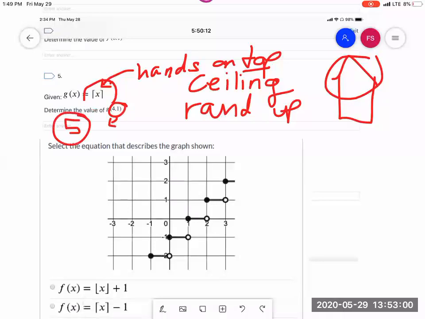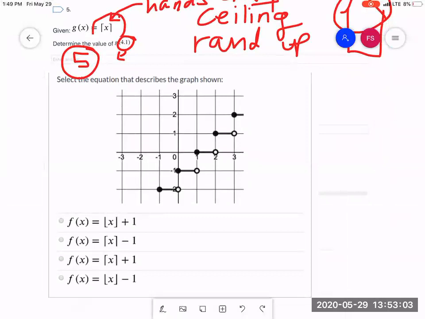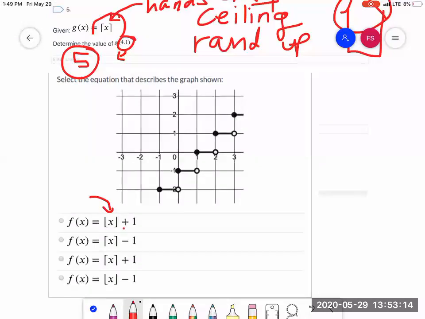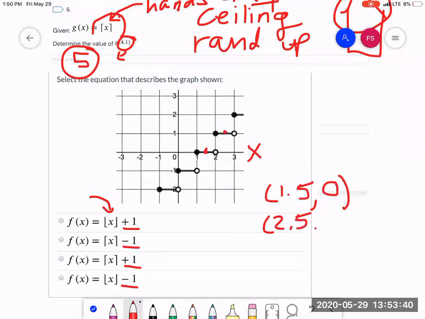Okay, last but not least, we have number 7, and it says select the equation that describes the graph below. So we're given 4 different types of equations. They either have a ceiling function or a floor function in this part, and then we have +1, -1, +1, -1. So the first thing that I would do is look at my x values. So right here, I have a point that is at 1.5 on the x, and its y value is 0. And here, I have a point that's at 2.5, and its y value is 1. And up here, it's kind of hard to see. I have a point that's at 3.5, and it has a y value of 2.